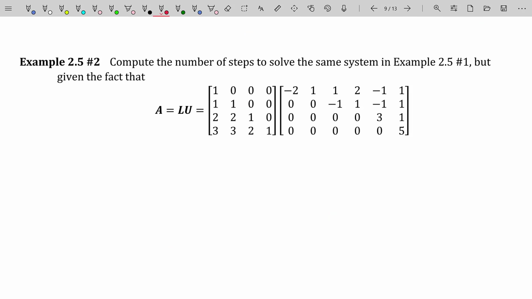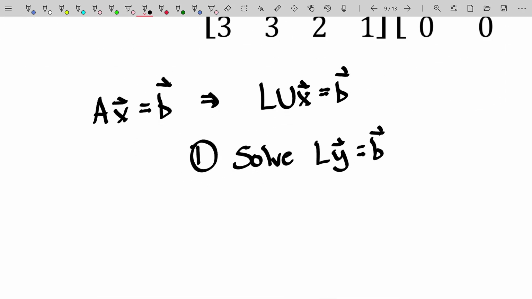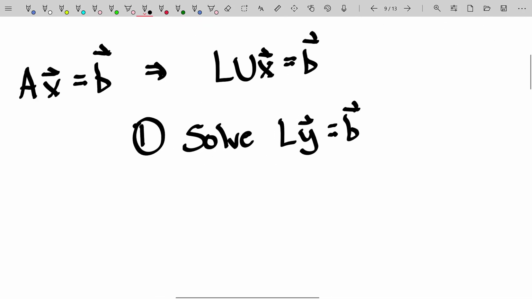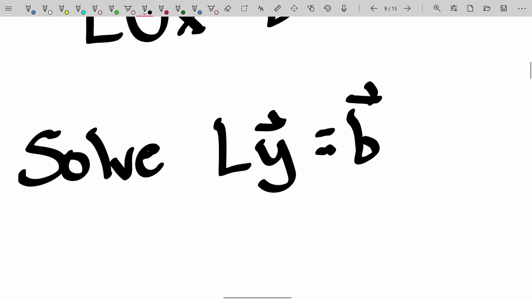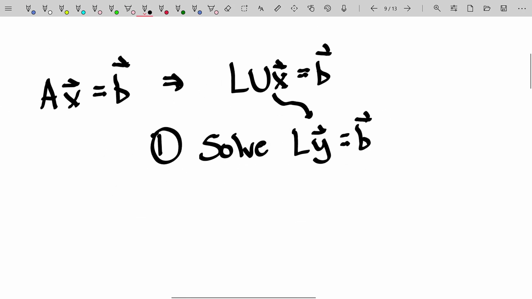Now let's do the same thing, but assuming that we have the LU factorization. We'll start by stating we need to solve AX equals B, which is the same thing as LUX equals B. And we're going to say, well, I don't know what X is, but let's solve LY is equal to B. Let's find out what the product of U and X is. So let's solve LY is equal to B.